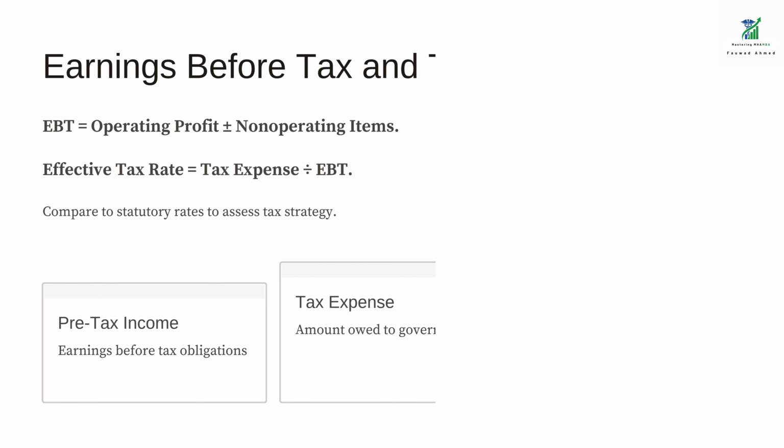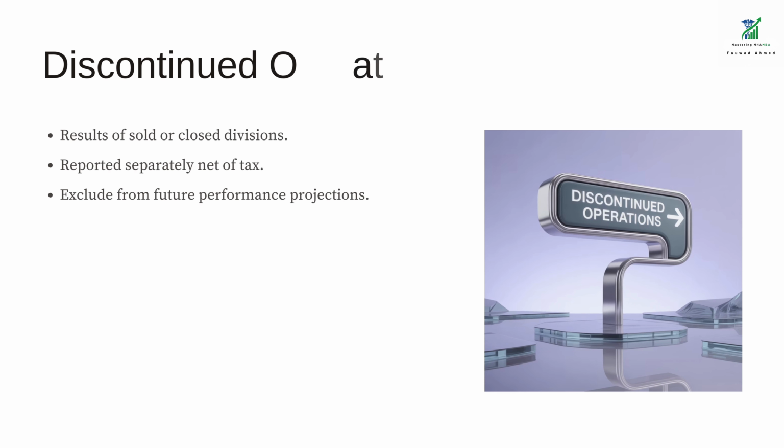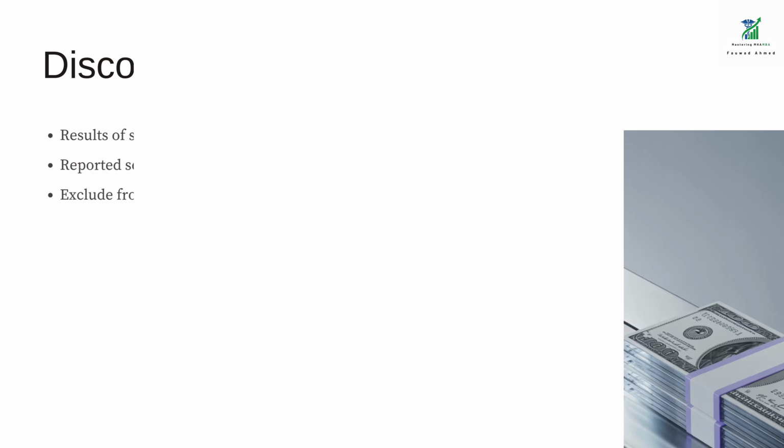Discontinued operations. Sometimes a company sells off a division or business line. When this happens, those results are shown separately on the income statement, net of tax, under discontinued operations. This helps analysts focus on continuing operations to predict future performance more accurately.